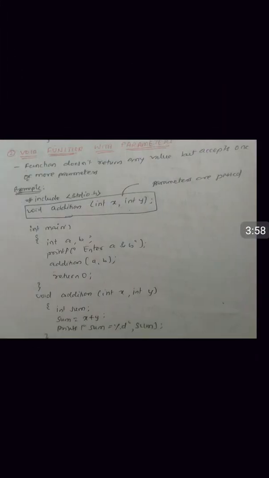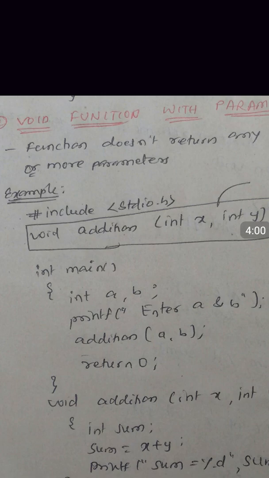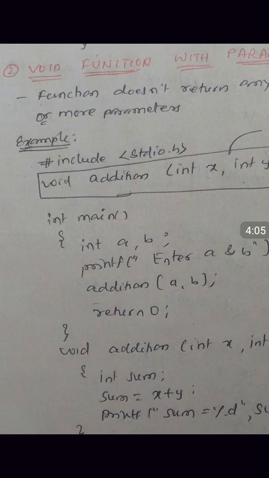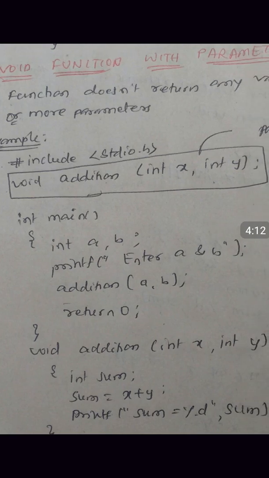The second example is void function with the parameter. Void function with the parameter means the function will not return any data type, but it will accept parameters. In the square box, I have shown you that the function name is addition, but it is accepting the parameters int x and int y. x and y are the formal arguments of data type integer, but the function will not return any type, so it is referred to by void.